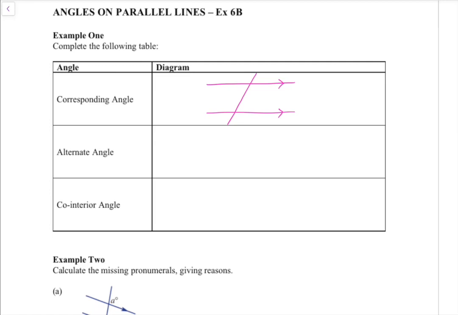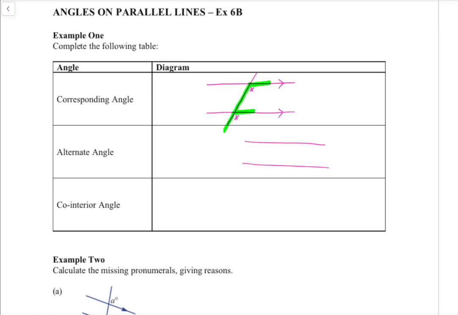And remember, with corresponding angles, I'm looking for a shape that is an F type of shape, which means the angles underneath the arms of the F are the same. Now remember that F could be upside down or backwards, but it's in there. There's different ways it could happen.